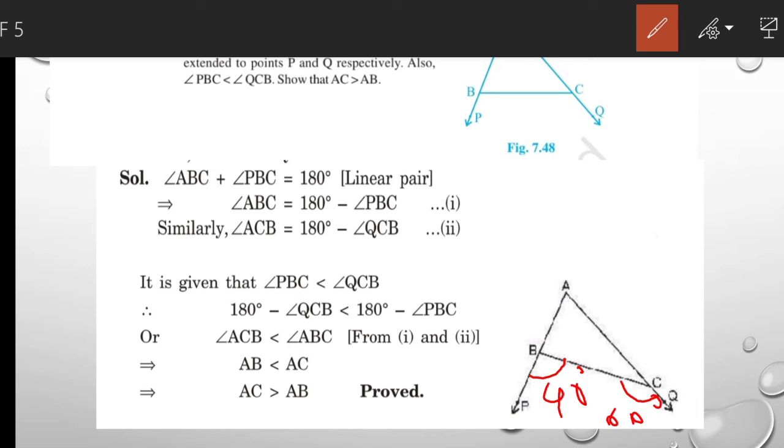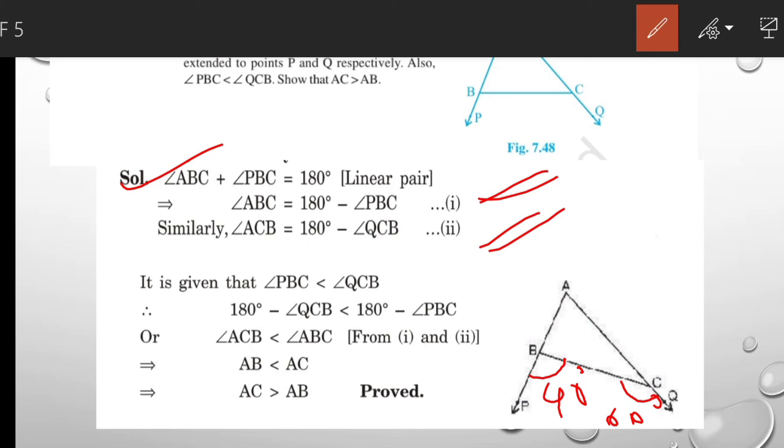So here the first statement we can write is angle ABC plus angle PBC is equal to 180 degrees, as it is a linear pair. That means at the point B the angle will be 180, since the point B is on a straight line. So we can write ABC plus PBC is equal to 180. Subtracting PBC, we can write angle ABC is 180 minus angle PBC. Similarly, for ACB, we can write 180 minus QCB, following the same statement as statement 1.